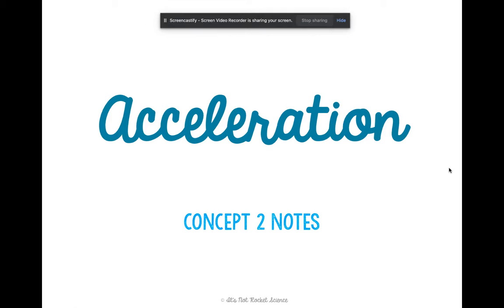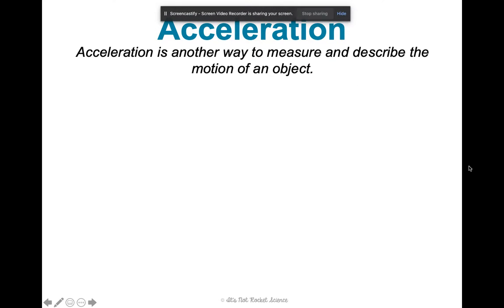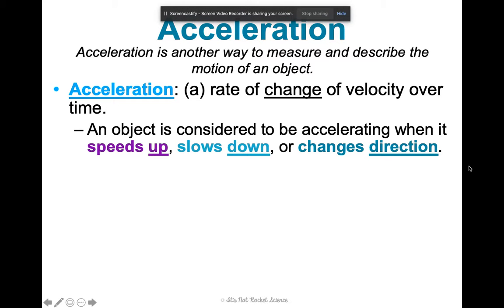This is about acceleration. Acceleration is another way to measure and describe the motion of an object. It's a lowercase a. We call it the rate of change of velocity over time. An object is considered to be accelerating when it speeds up, slows down, or changes direction. We can measure this in miles per hour squared, meters per second squared, or kilometers per hour squared.